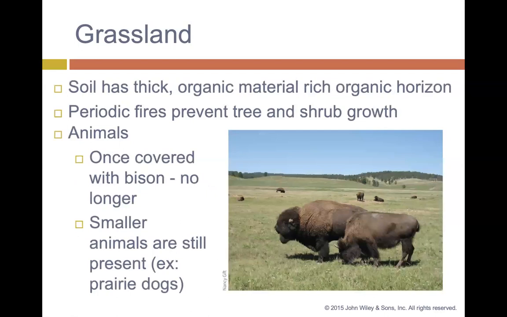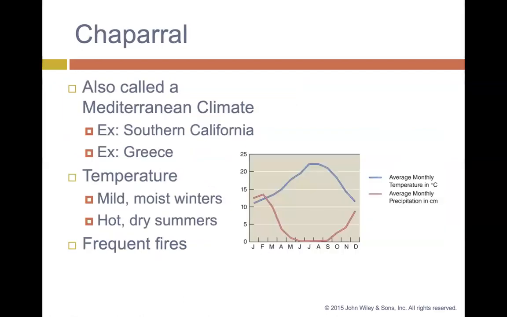The soil has a very thick organic material with a rich organic horizon. Periodic fires will prevent tree and shrub growth, and animals once covered with bison, but now no longer. So there's smaller animals present in this biome, like prairie dogs.